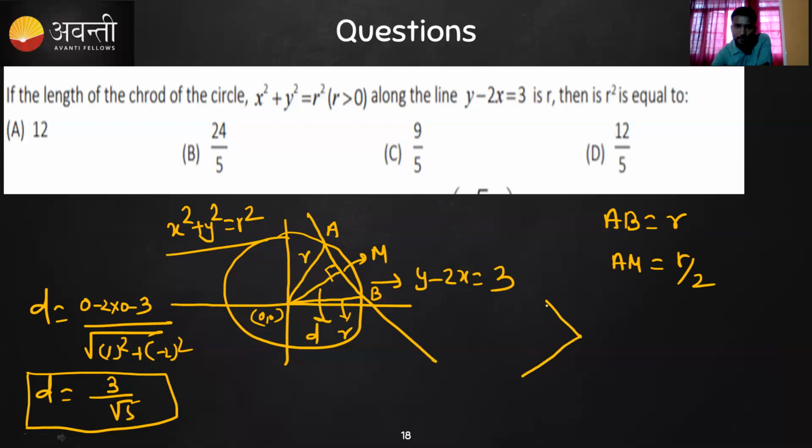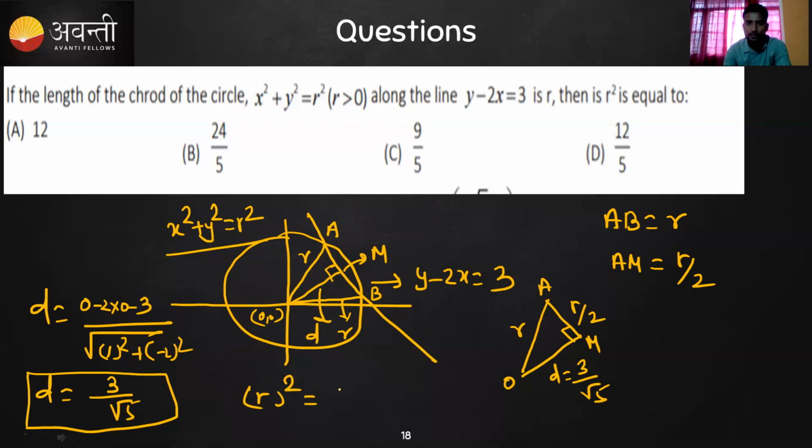So in the triangle, in this triangle you can see this is A, M and O. So this is basically d, and this is 3 by root 5, and this is r and this is r by 2. So just simply apply this Pythagoras theorem. From Pythagoras theorem, what we can write? You can write r square is equal to (r by 2) whole square plus (3 by root 5) whole square. Right, guys? We can do this, right?